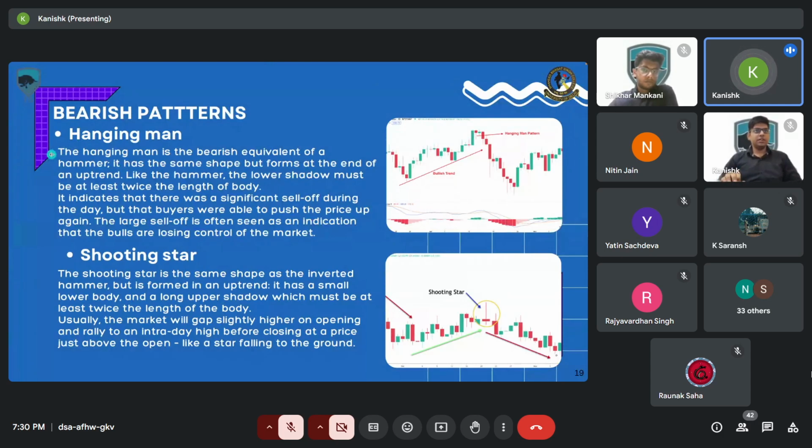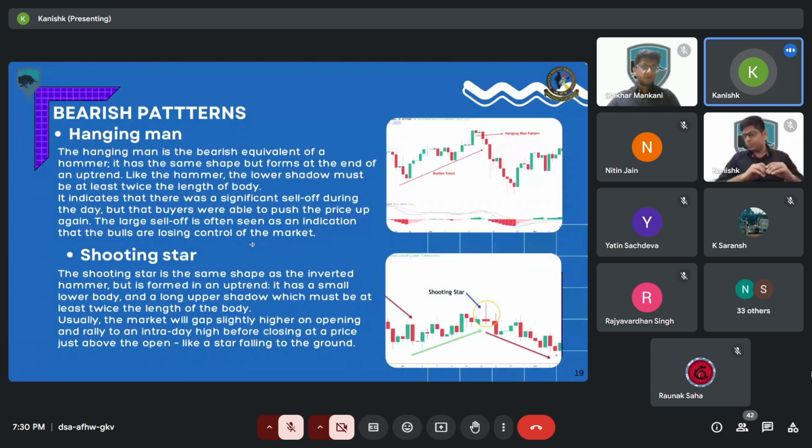Hanging man is the bearish equivalent of a hammer. It has the same shape, but it forms at the end of the uptrend. Like the hammer, the lower shadow must be at least twice the length of the body. It indicates that there was a significant sell-off during the day, but that the buyers were able to push the price up again. The large sell-off is often seen as an indication that bulls are losing control of the market.